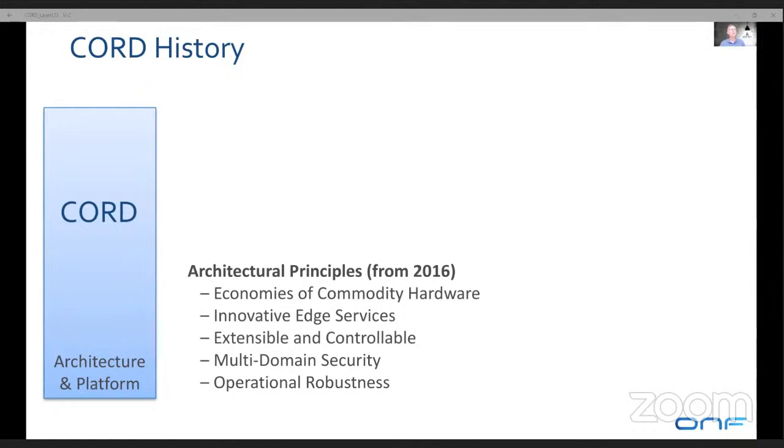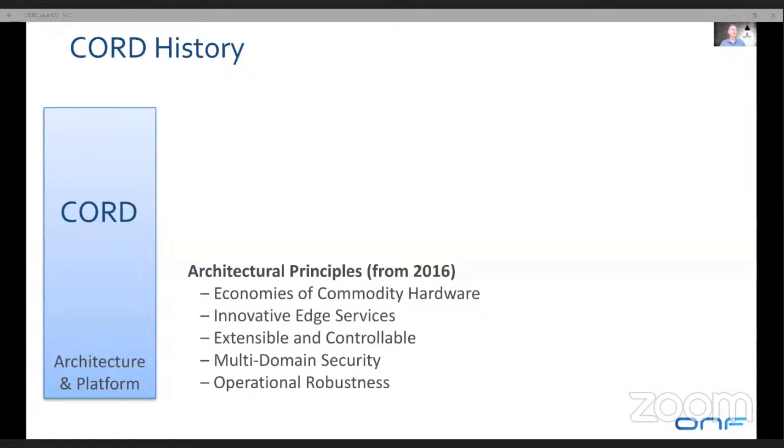And finally, we were trying to be complete in the design of Cord and pay attention to operational robustness. So we were trying to bring the best practices of DevOps from the cloud and apply them to the access network at the edge. I highlight these because they shape the evolution of Cord through the years, and when we get to where we are in the journey today in 2020, you're going to see that these 5 principles still apply.